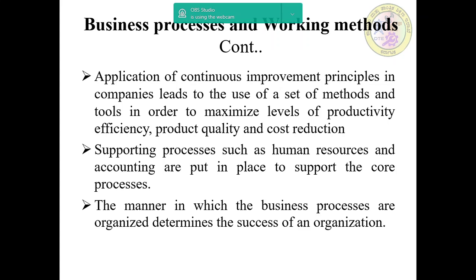Considering all those things, in business processes and working methods, supporting processes such as human resources and accounting are put in place to support the core processes. The manner in which the business processes are organized determines the success of any organization.